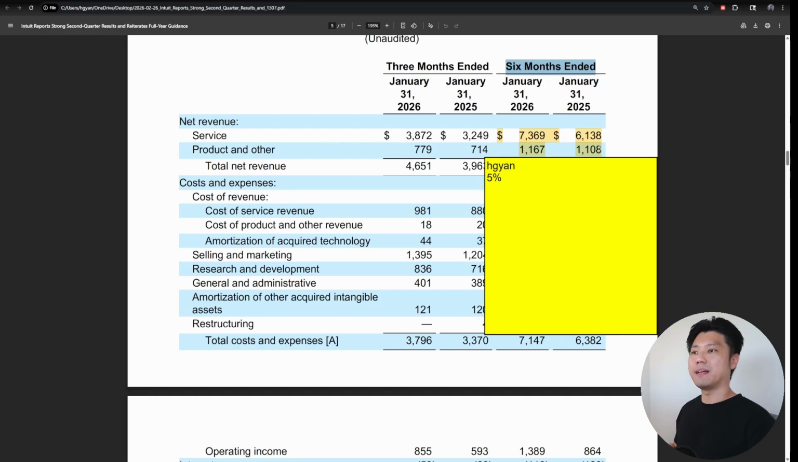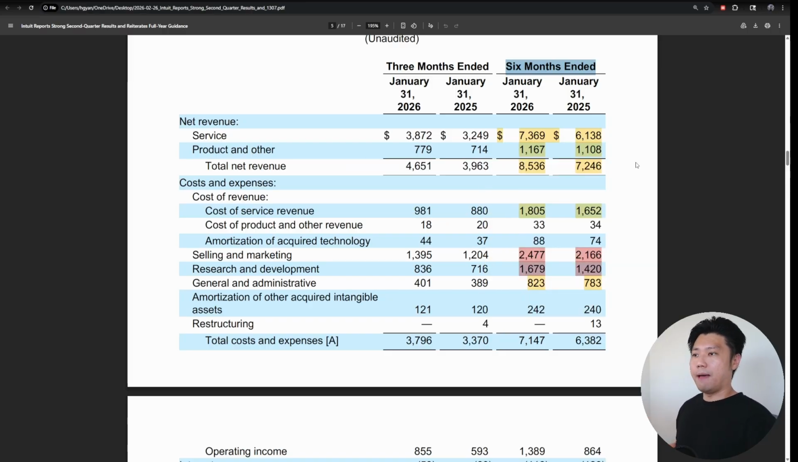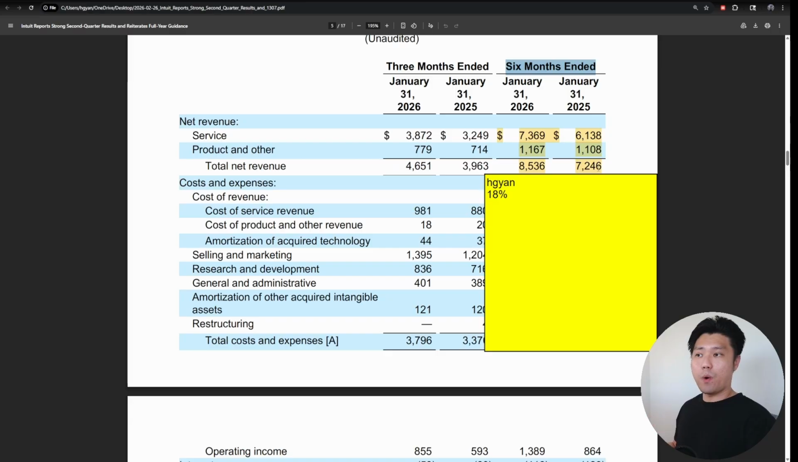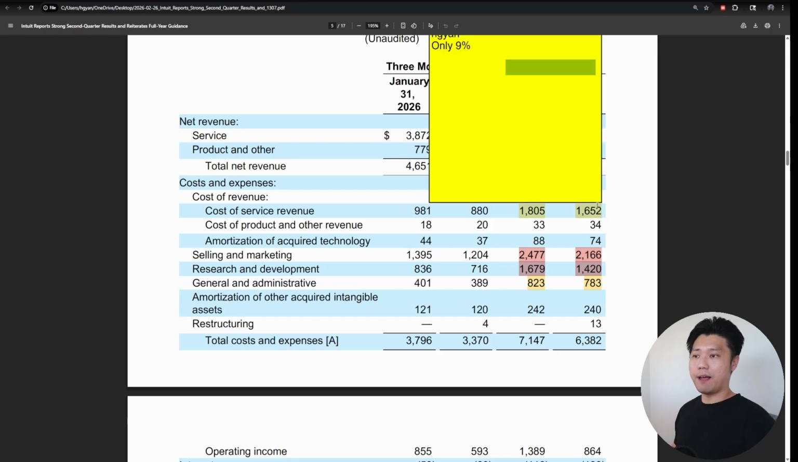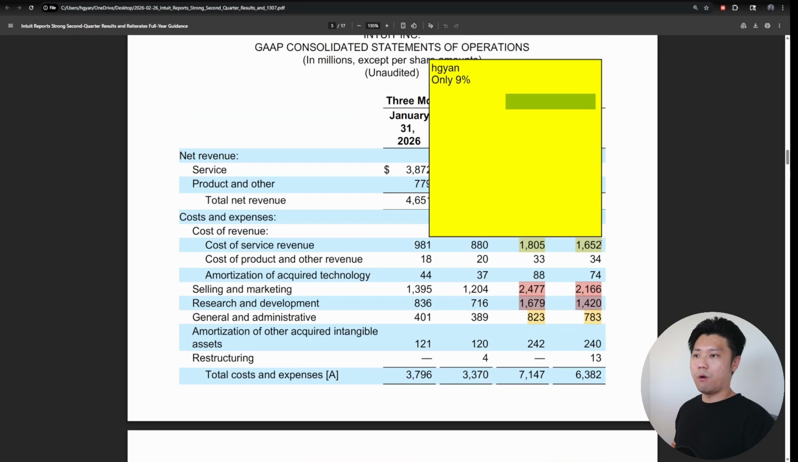It's underwhelming, but it's a small fraction of their revenue. Overall, they are growing 18%, if you combine the service and the product together. Now, for the cost of service revenue, this is growing only 9%, which is good, right? We do not want to see the costs accelerate even more than what they're making in revenue. So 18% in revenue and 9% in cost is good.